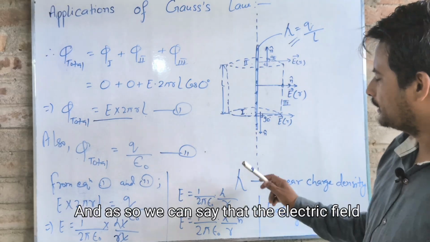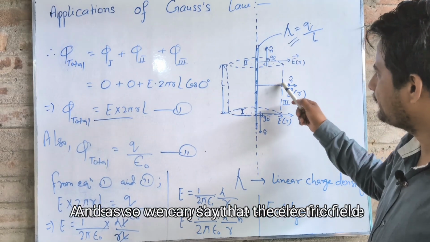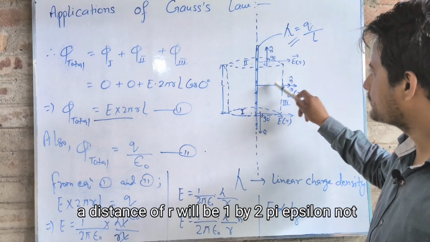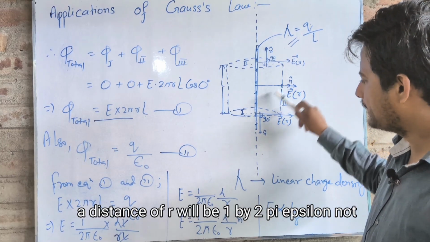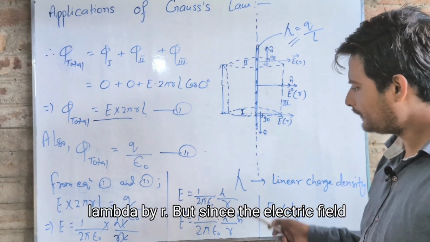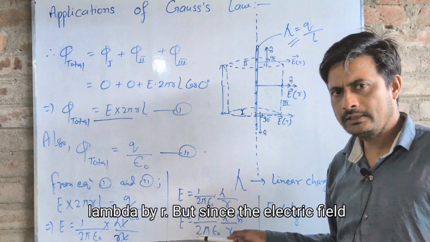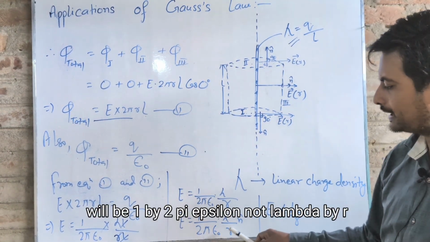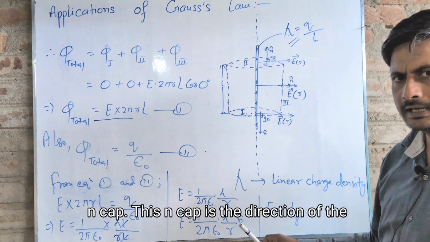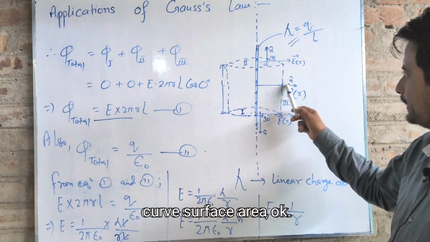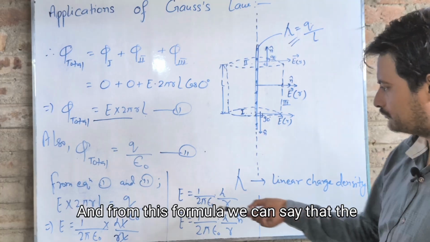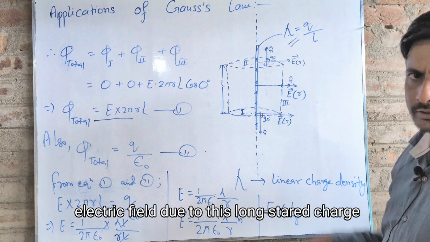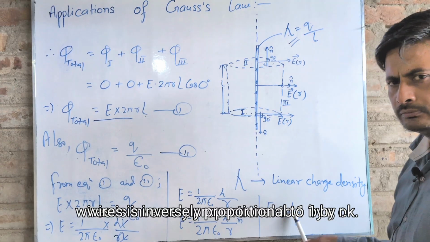Okay, and so we can say that the electric field due to an infinitely long straight charged wire at a distance r will be 1 by 2 pi epsilon naught lambda by r. But since the electric field is a vector quantity, in vector form this will be 1 by 2 pi epsilon naught lambda by r n cap. This n cap is the direction of the curved surface area. Okay, and from this formula we can say that the electric field due to this long straight charged wire is inversely proportional to r.